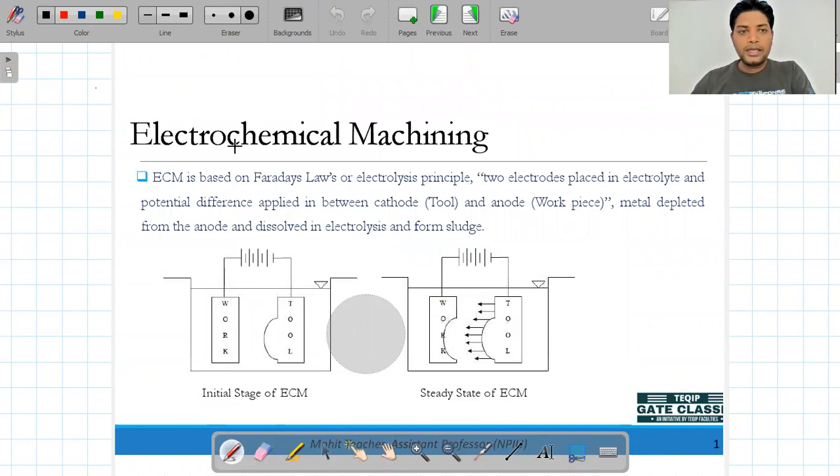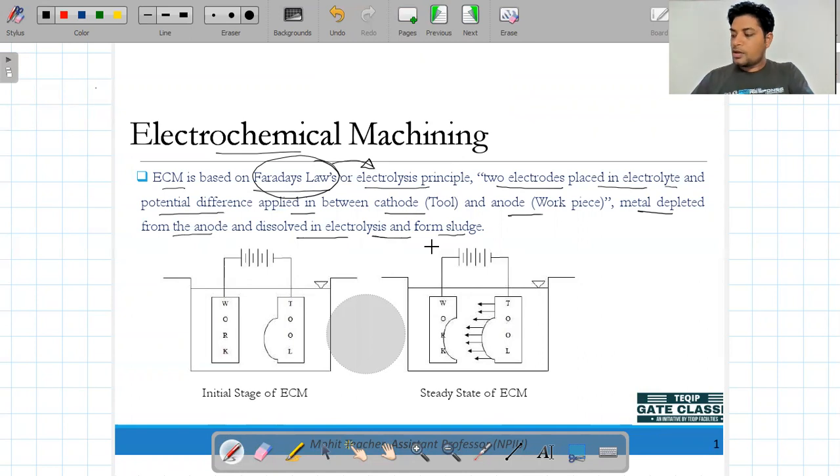So electrochemical machining is based on Faraday's law. This is based on the electrolysis principle. The principle is: two electrodes are placed in an electrolyte and a potential difference is applied between the cathode and the anode; metal is depleted from the anode and dissolved in the electrolyte and forms sludge.